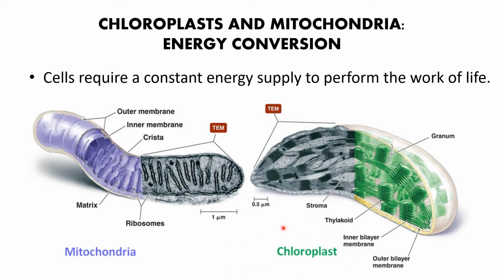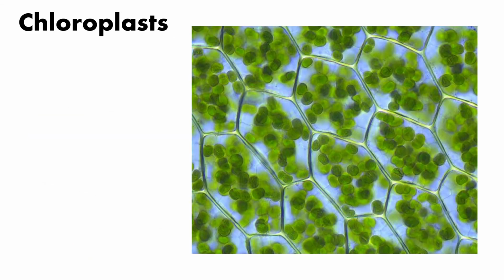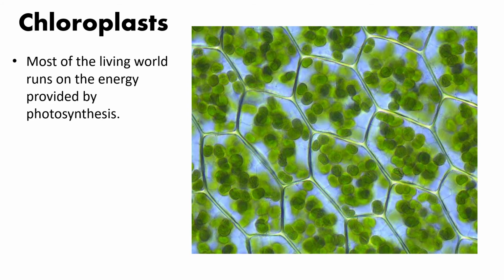Now, chloroplasts are always depicted as green because they are actually green in real life. Some of these are just colorized, like mitochondria are not actually purple. But chloroplasts are actually green because they're going to be important. The pigment is going to be able to absorb sunlight, and we'll talk about that when we go over photosynthesis. So chloroplasts are going to be extremely important, and most of the living world is going to run off the energy that is provided by the process of photosynthesis.